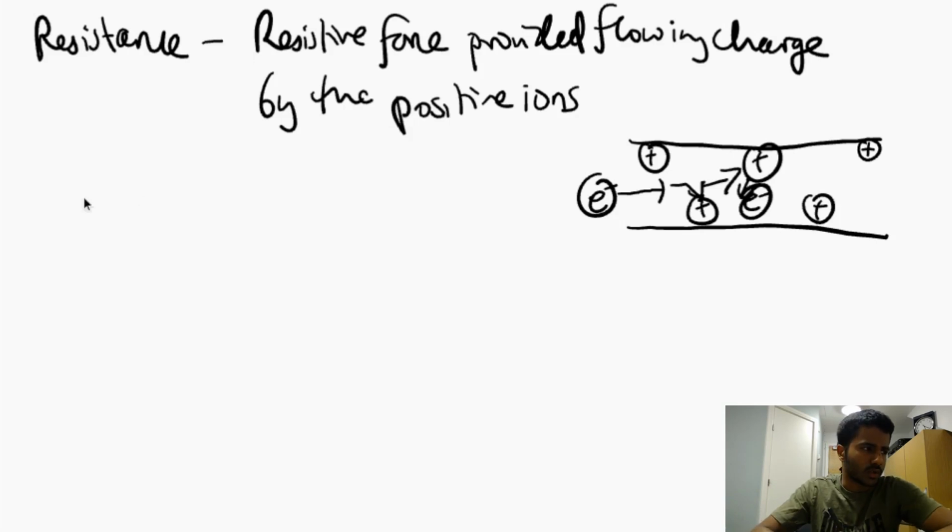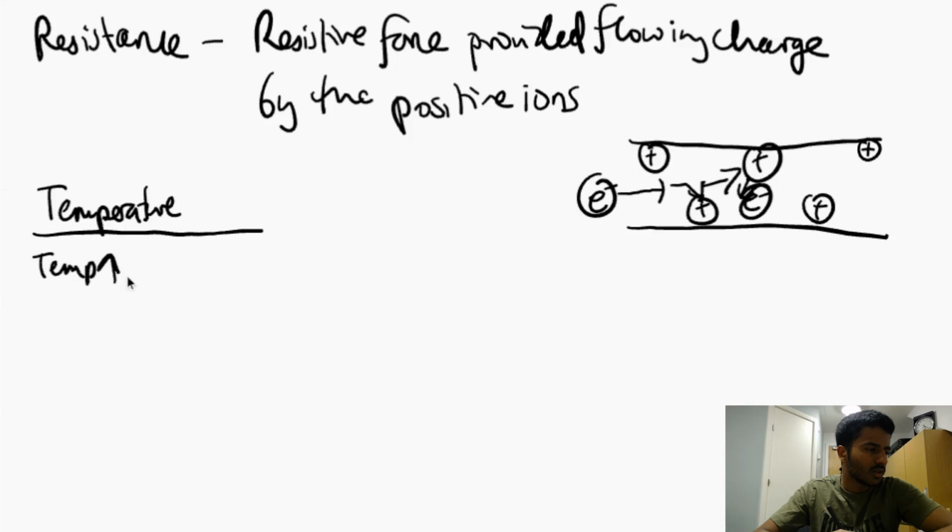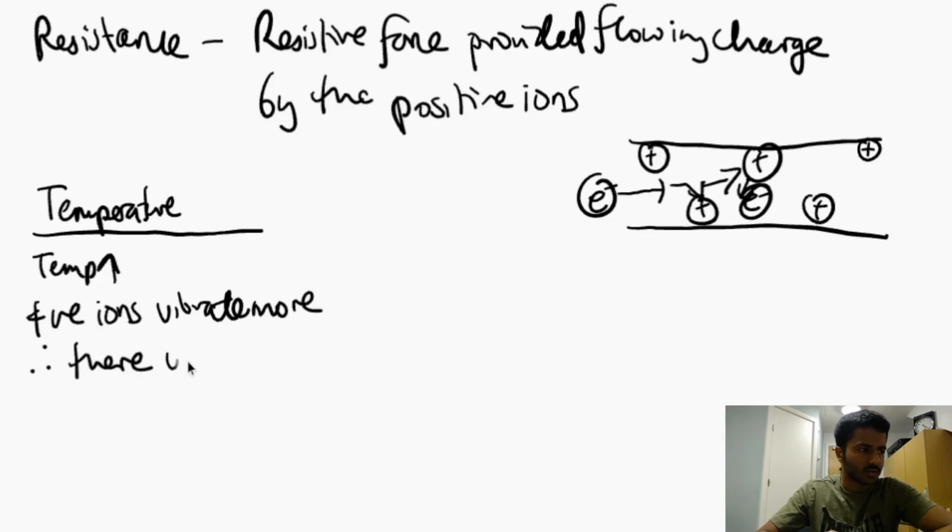So let's look at temperature first. Temperature. So if we increase the temperature, you know that when a metal gets hotter or particles get hotter, they vibrate more. So in this case, the positive ions vibrate more. Therefore, there will be more collisions.